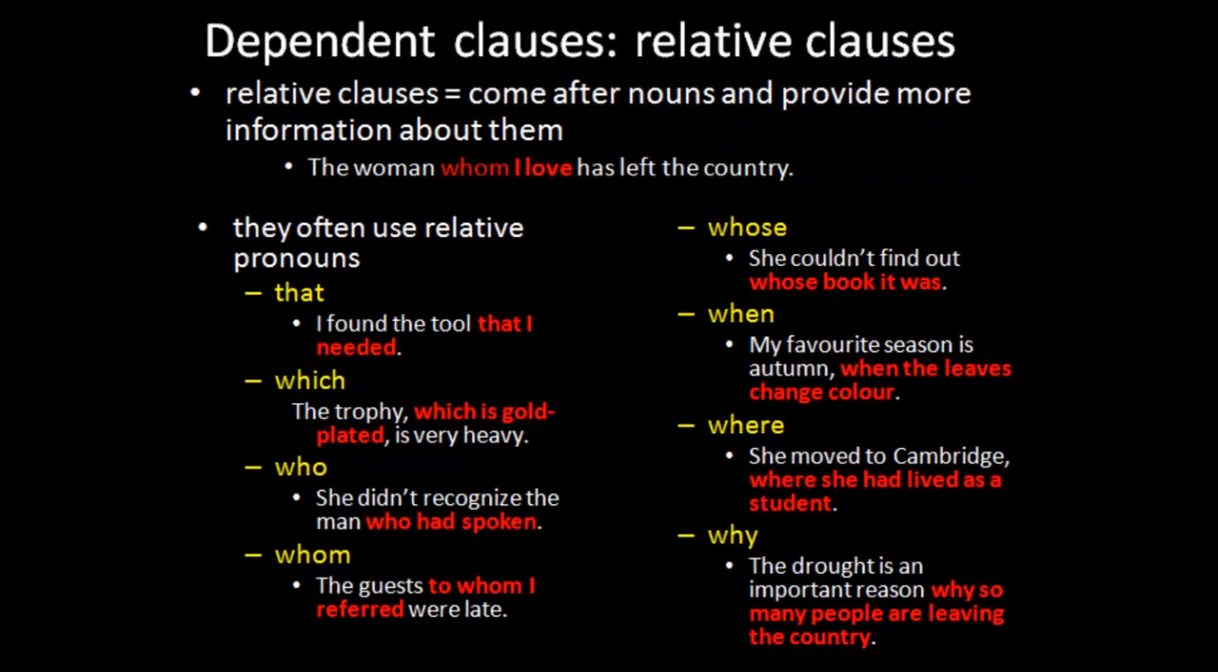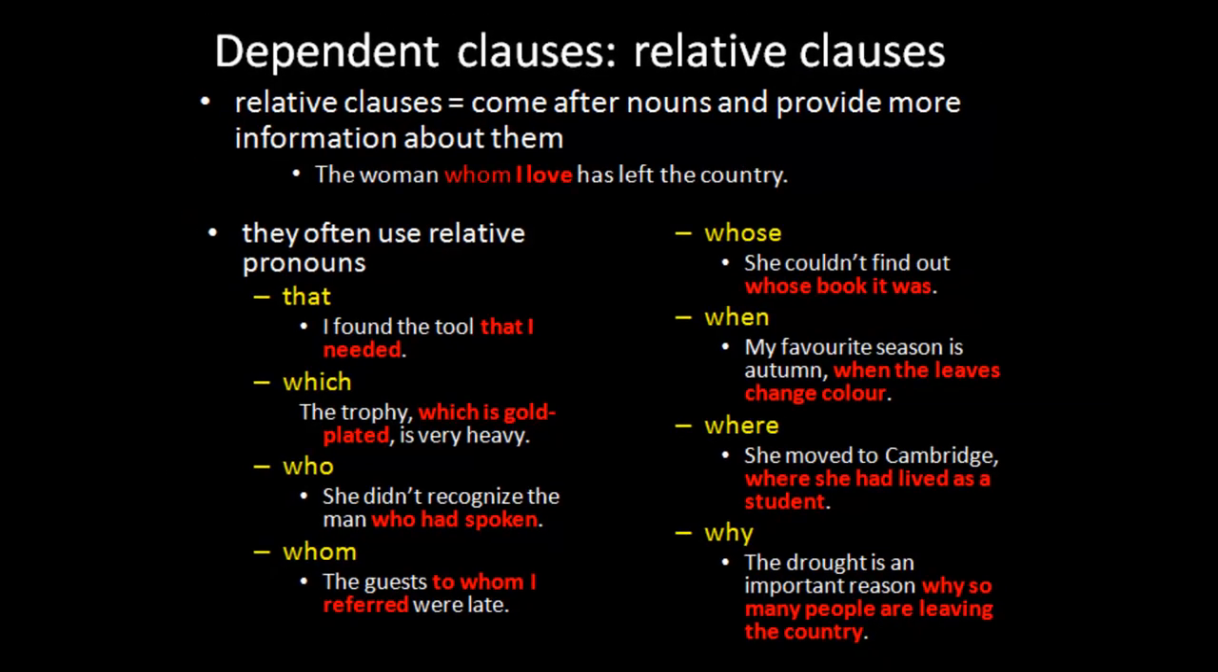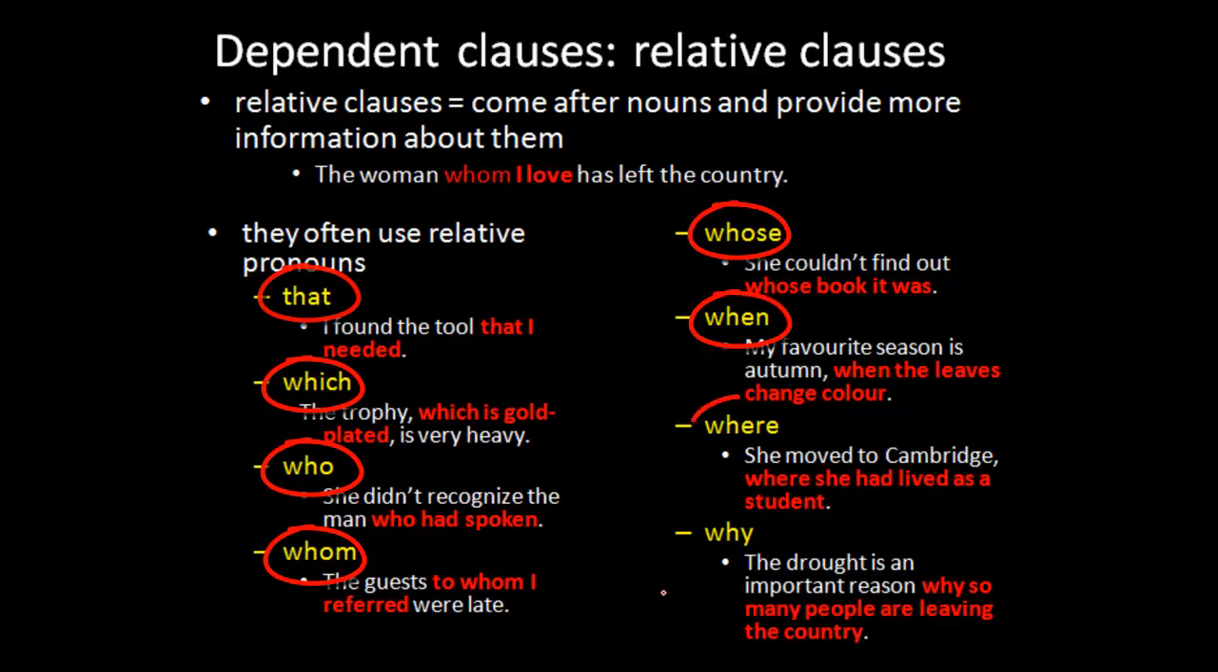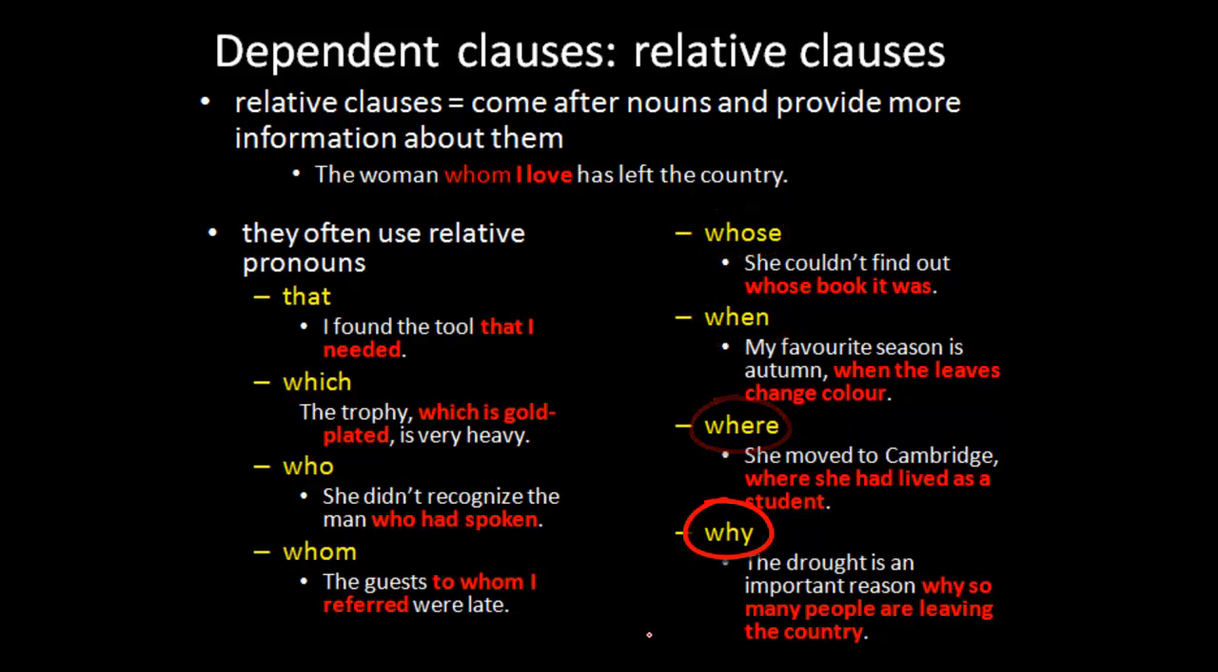Another kind of dependent clause is called a relative clause. A relative clause often begins with one of these words in yellow, words like that, which, who, whom, whose, when, where, why. It doesn't always begin like this, but these are commonly the words that can be used to create relative clauses. And relative clauses are the words in red. Okay, so you see, here's a relative clause, here's another one. All of these red words are relative clauses.